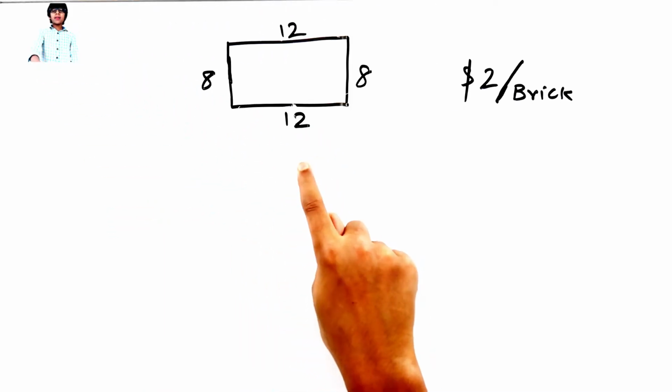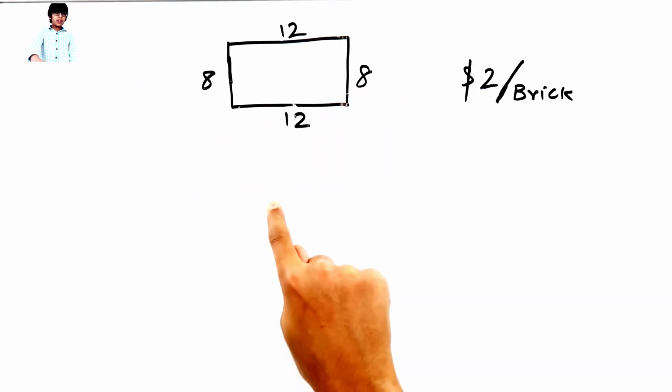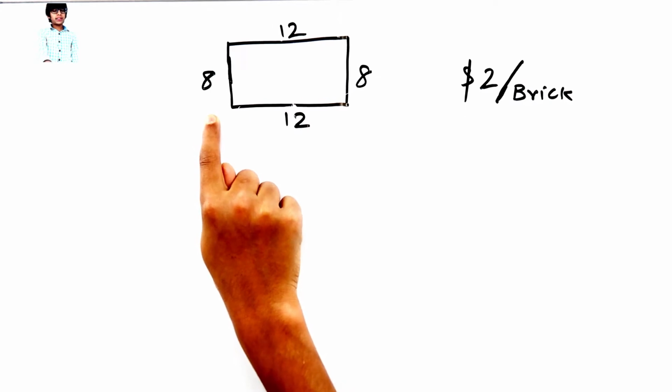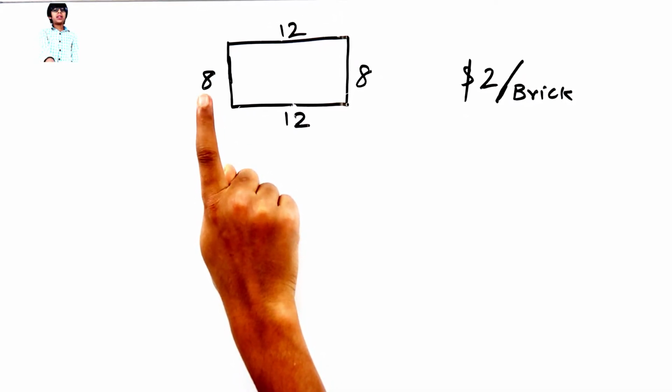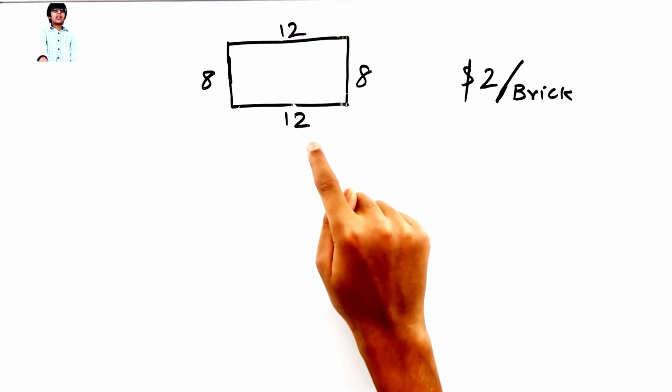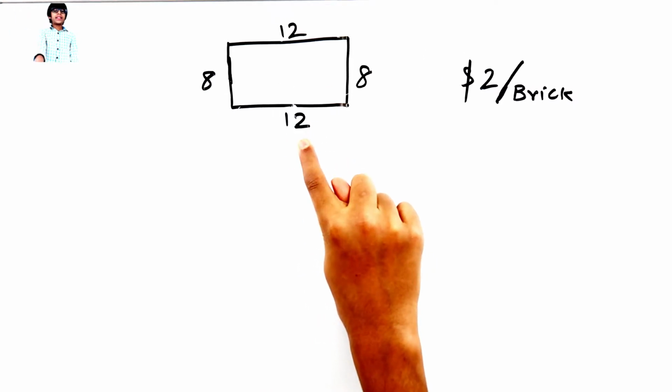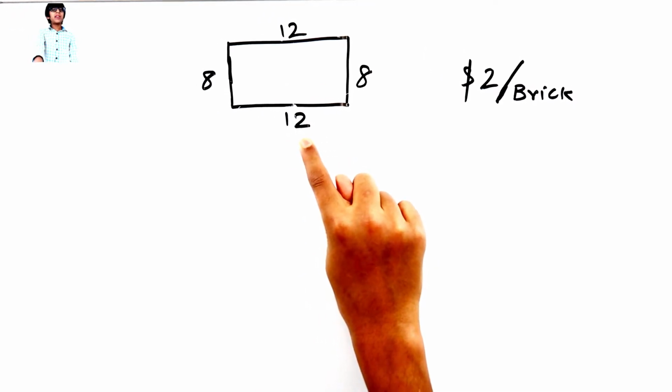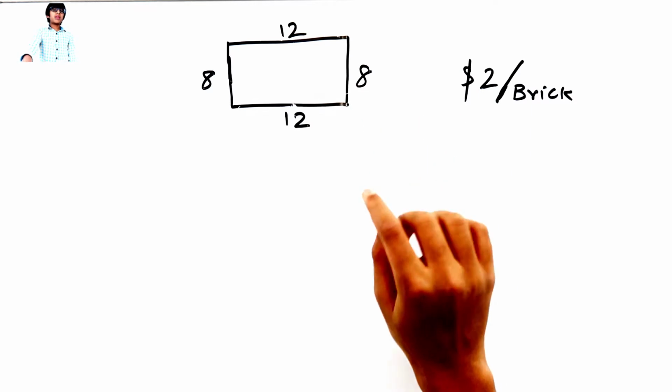Hi guys! In this video, let's do a construction problem. I want to build a barn, and this side is the width, and it's going to be 8 feet long, and this side is the length, and it's going to be 12 feet long. The same for both of these.